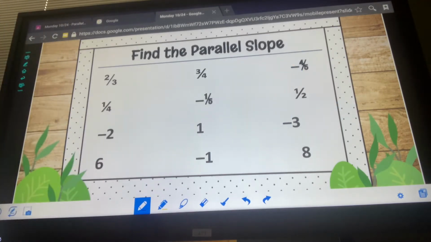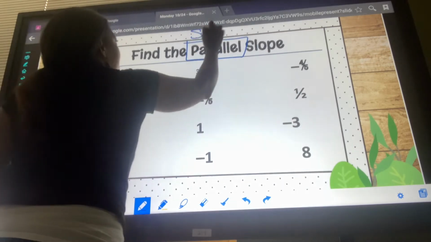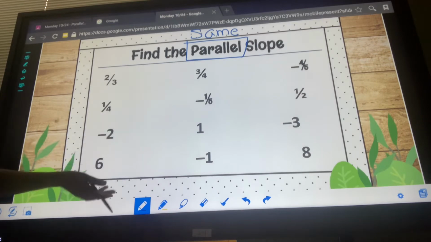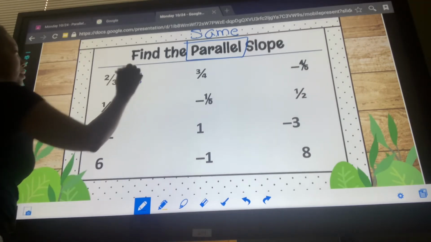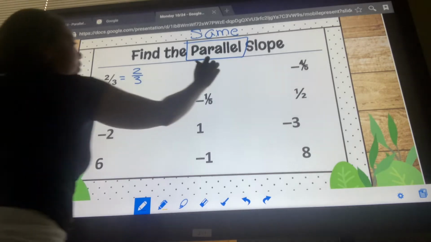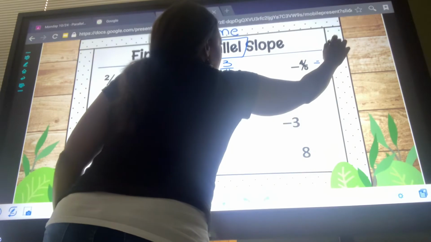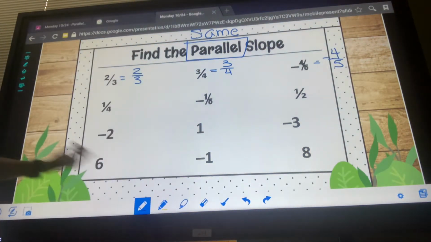So very quickly, remember if it's parallel slope, they are the same slope. So all of these numbers are just going to be the same. A slope that's parallel to a 2/3 slope is going to be 2/3. If it's parallel to 3/4, it's still 3/4. If it's parallel to negative 4/5, it's still negative 4/5. Okay, so you can finish this on out by just writing the same exact number on all of these numbers. Okay, same slope for parallel.